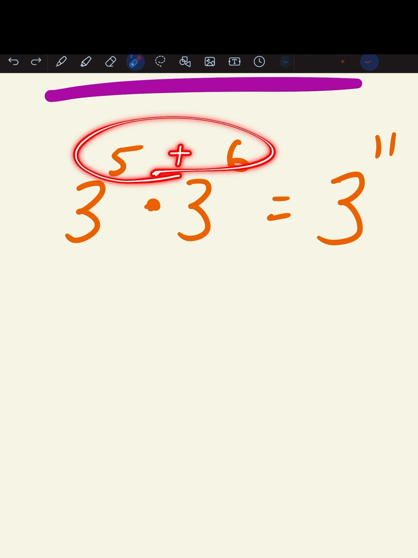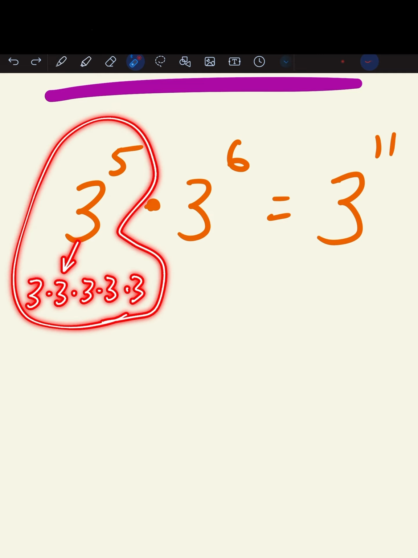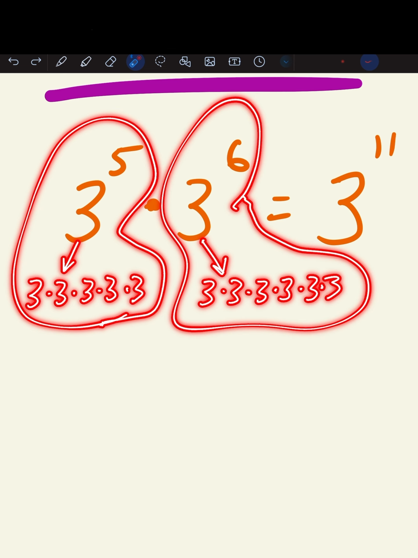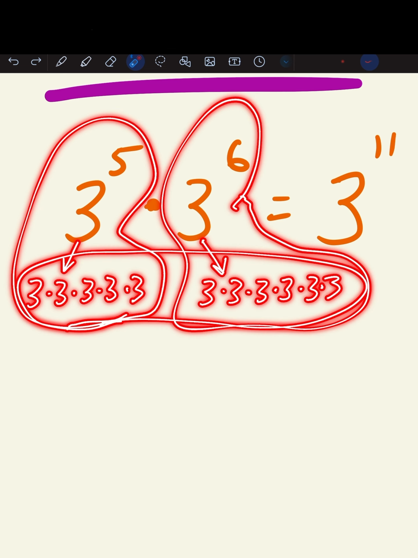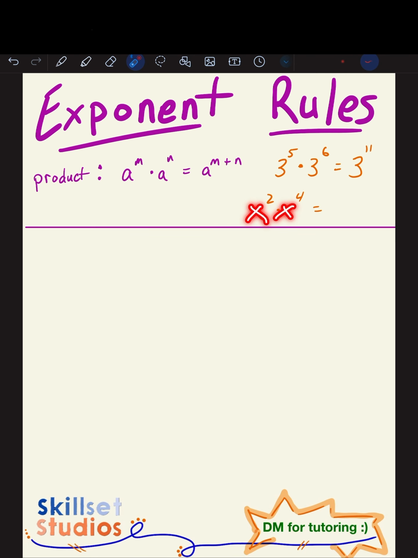And the reason why we add these exponents is because we can break each of these 3's into their pieces. For instance, 3 to the 5 would be 3 times 3, 5 times, where 3 to the 6 would be 3 times 3, 6 times. And if we multiply all those together, we're going to end up with 11 3's, which is what it simplifies to. Here's a similar example, but with a variable as the base.